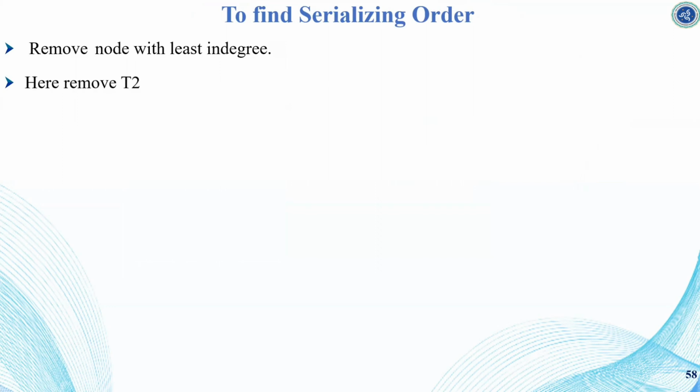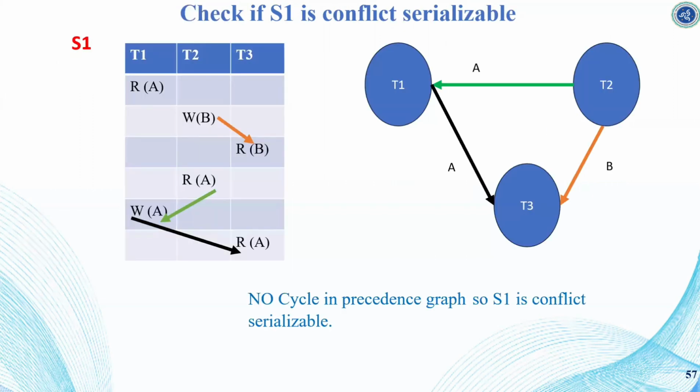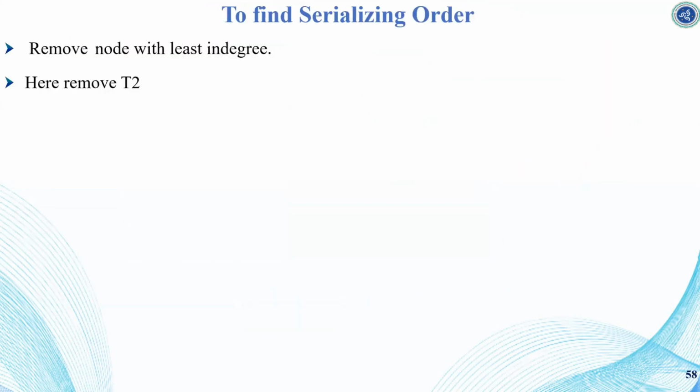Now we have to find the serializing order. So how? We have found that this is conflict serializable, right? So we can find a serial schedule for this schedule S1. So how can you find the serial schedule? First, we have to remove the edge with the least.